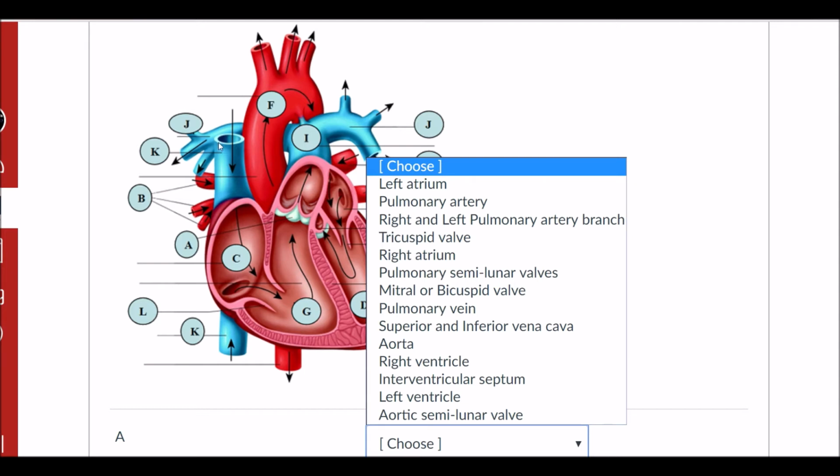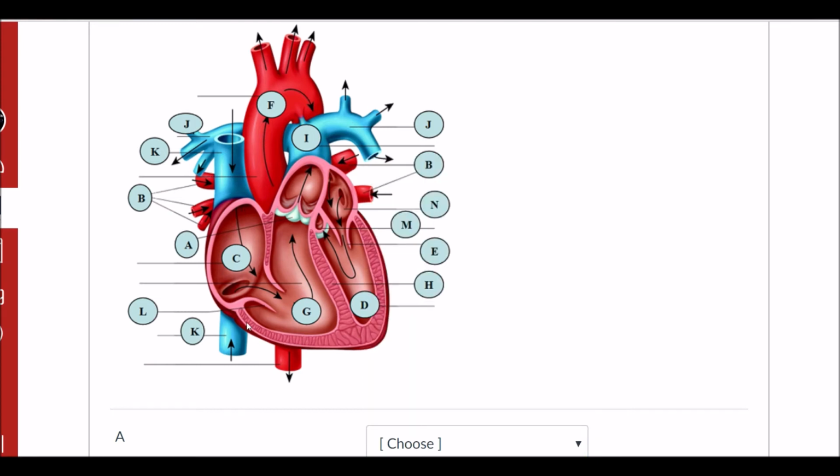Okay, what's next? K? K is the vena cava, right? Yeah, so K is the vena cava. And lastly, is there an L? Where is L pointing to? It's the superior and inferior vena cava.